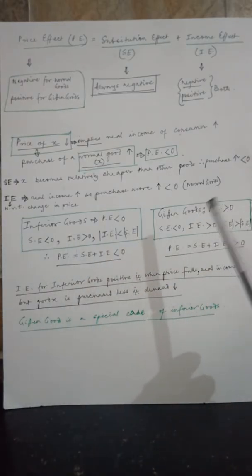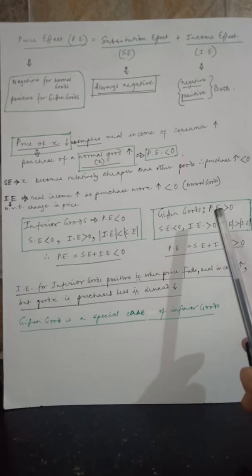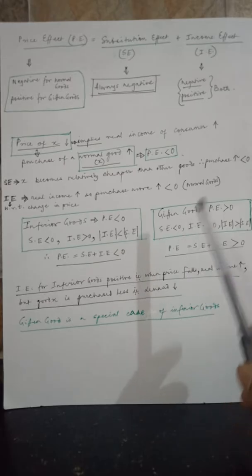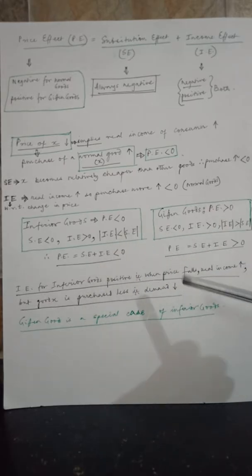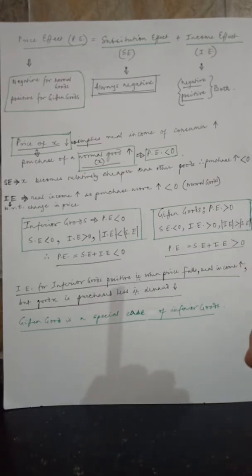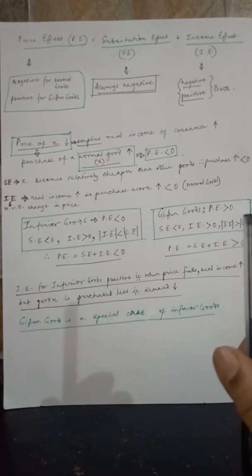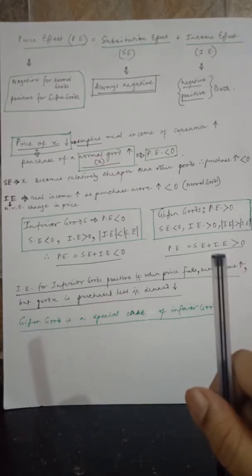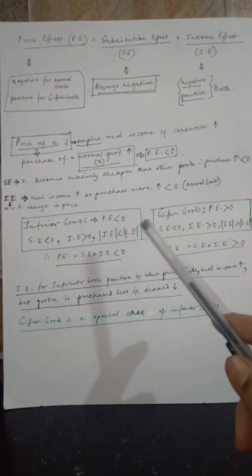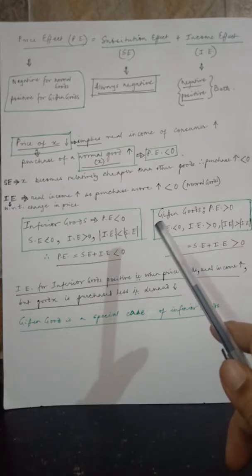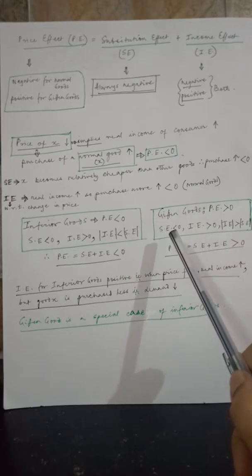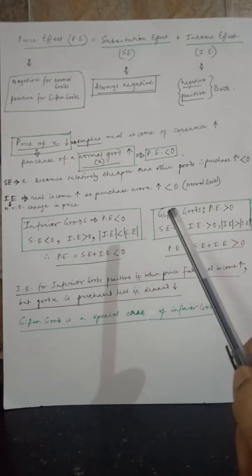Now in case of Giffen goods, what happens? For Giffen goods, price effect is positive, substitution effect is negative. In case of two goods, say X and Y, we will substitute more of X. When the price of X has decreased, the substitution effect will say that the commodity has become relatively cheaper, so it will be purchased more. So the price has decreased, demand has increased.